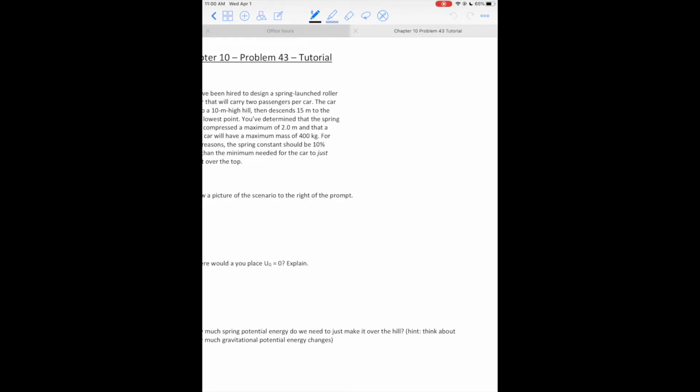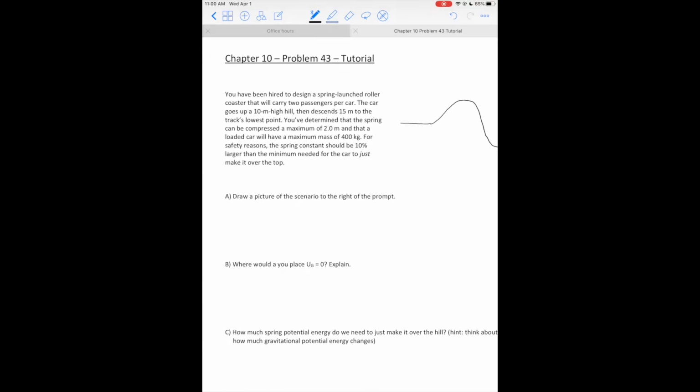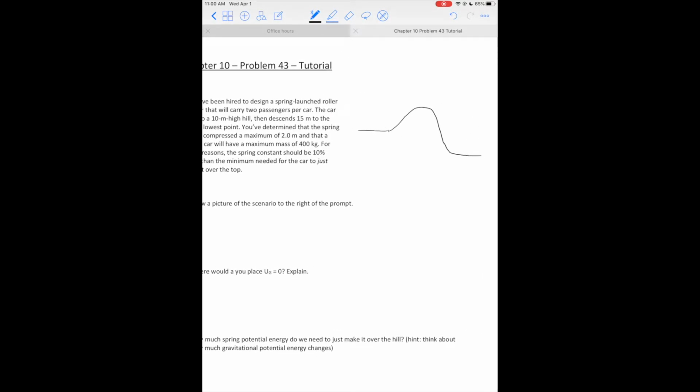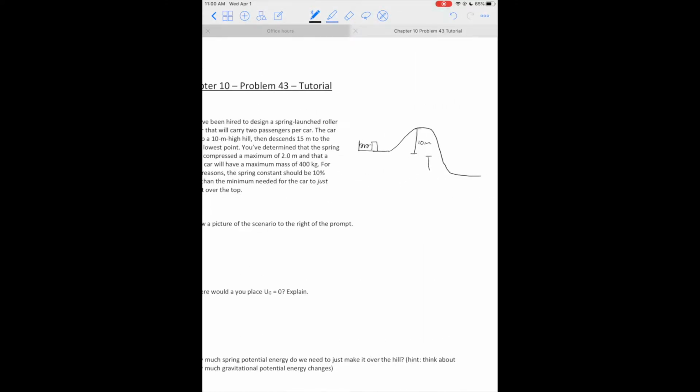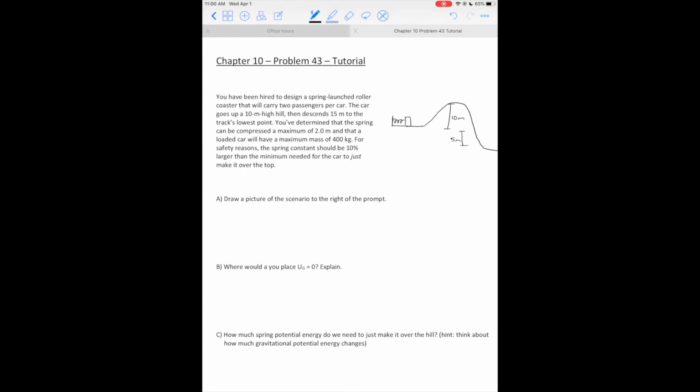It doesn't need to be pretty and it doesn't need to be to scale, but we're saying that we have something like this, right? So I have an initial starting point with a spring. I have my cart, right? And then I'm going to go up 10 meters. And then I go down 15 meters, which means I'm going down 5 meters to my lowest point in the track, right? So that's honestly a good enough scenario here.